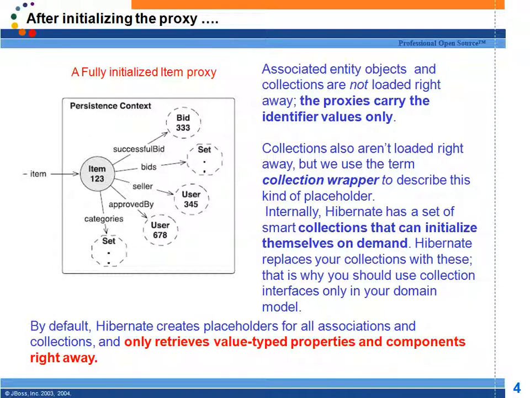So whenever I say session.get item, the successful bid will be loaded, the user will be loaded, but the set will be proxies. It will contain proxies. The set will have only IDs. Only proxies means IDs only, right? So associated entity objects and collections are not loaded right away. The proxies carry the identifier value. If I say session.get, these are loaded.